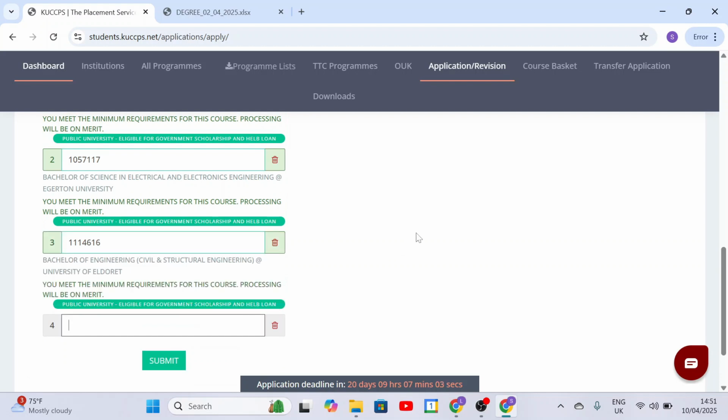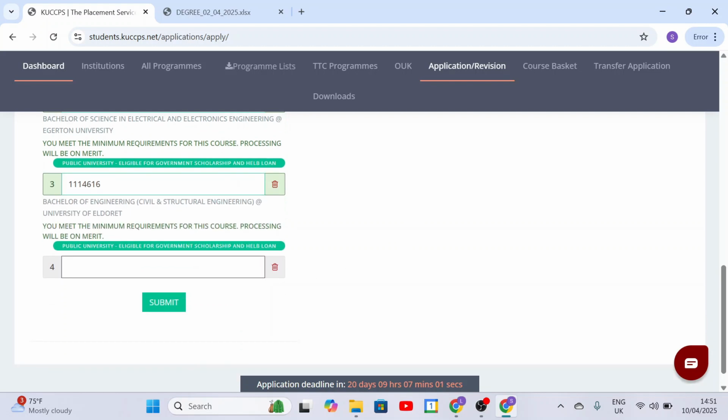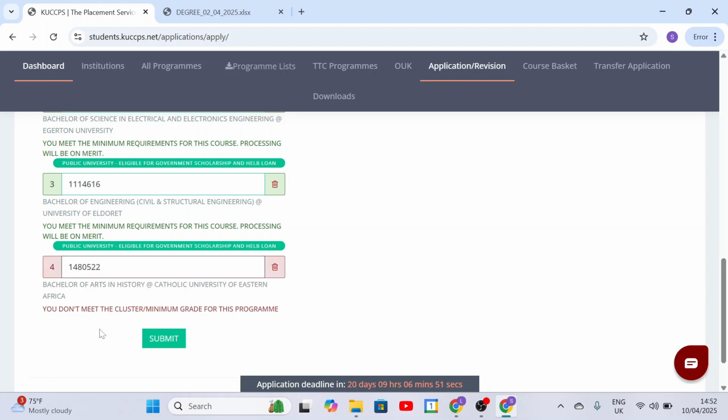Very good. Now, let me give you an example here. If I apply for a course whose minimum requirements I have not met, because I might think I'm smarter than the portal, let's see whether it will allow me to apply for that. You see, you don't meet the clusters or minimum grade for this program, and I don't think you will be able to submit. Even if you submit, you will just be wasting your opportunities. So that's not something I would encourage you to do.